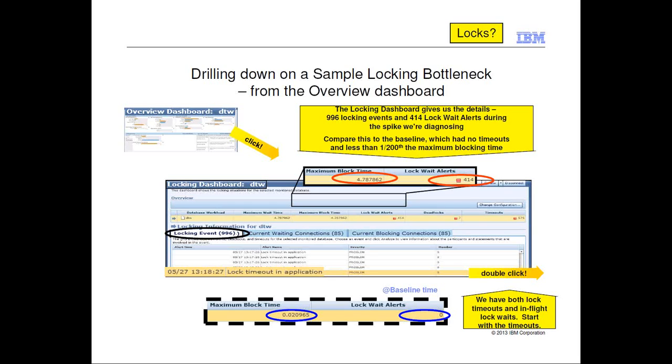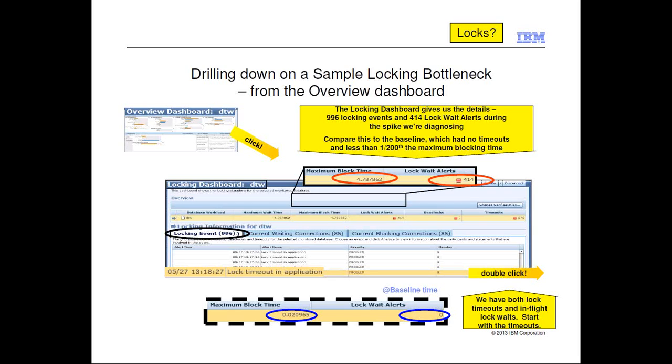The locking dashboard mentions that in the 1 hour time slice that was selected, there have been 996 locking events, a screenshot of which I have put on this particular slide. At the same time, during the baseline, we see that the maximum block time was much lesser as compared to the current time slice. The block time was just 0.02 seconds, whereas in this time frame the maximum block time was 4.78 seconds.